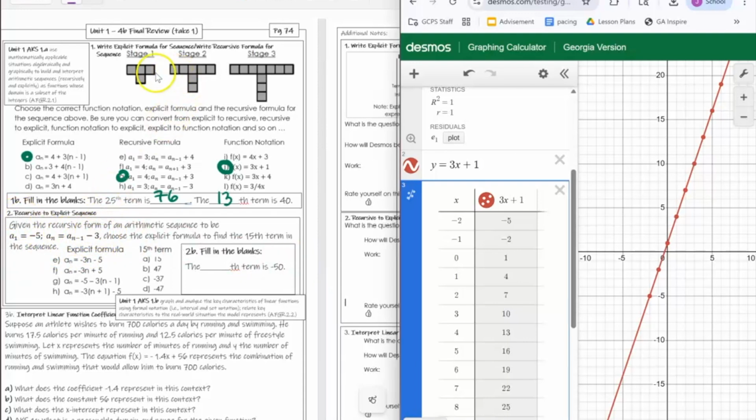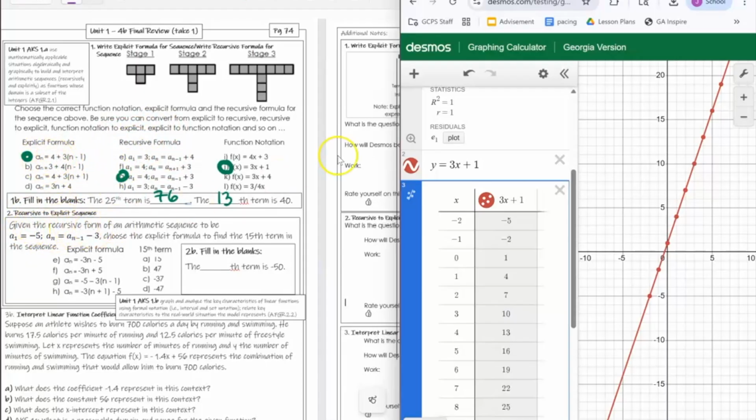So we've talked about how you can be given a pattern, a graph, or some kind of picture. Now we're going to be given one of these formulas, and you have to go to the other one. So let's go ahead and do recursive to explicit. That means I'm given this one, and I'm asked to write it like this, okay?